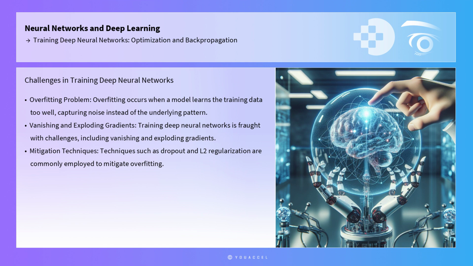Techniques such as dropout, where randomly selected neurons are ignored during training, and L2 regularization, which penalizes large weights, are commonly employed to mitigate this issue.